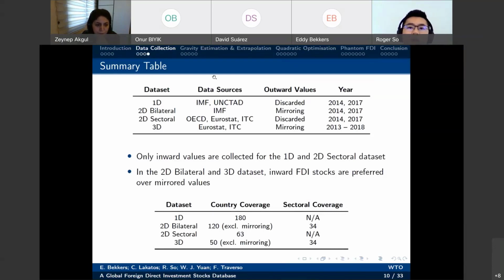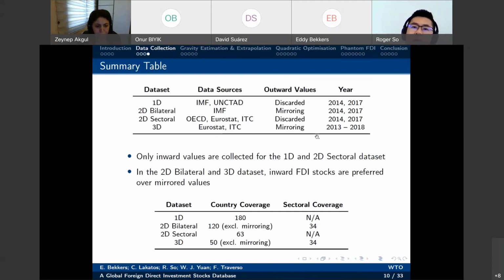Beginning with the data source, the raw FDI data is collected from the IMF, UNCTAD, OECD, Eurostat, and the International Trade Center. And you can see that apart from the 2-dimensional bilateral data set, we're merging FDI data from different sources. And I want to say that we put a lot of attention into making sure that the data are compatible. This is described in detail in the paper.